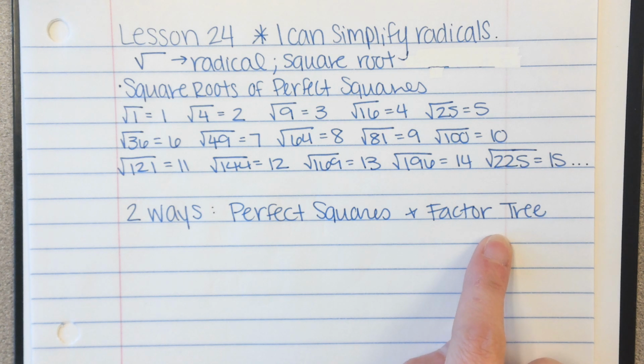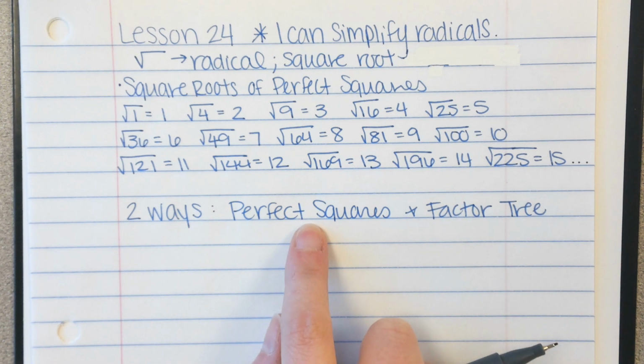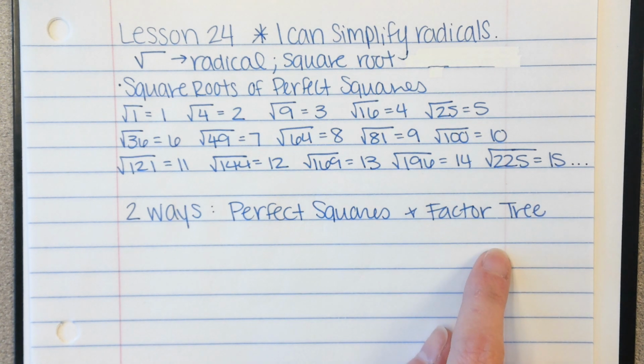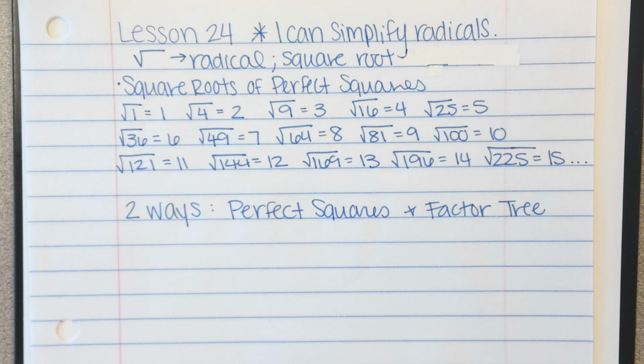You'll get the same answer, and then you can choose to do it whichever way is best for you. And then you might have to do a combination of both. Some of them might be really easy and you want to do the perfect squares. Some of them might be more difficult and you want to use the factor tree. It's really going to be up to you.